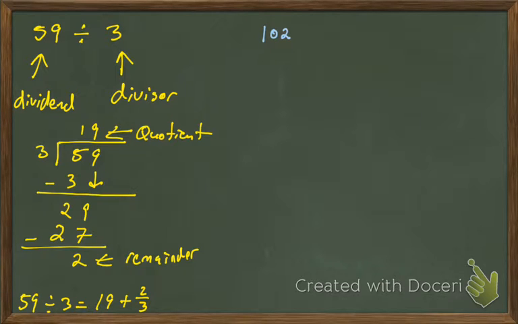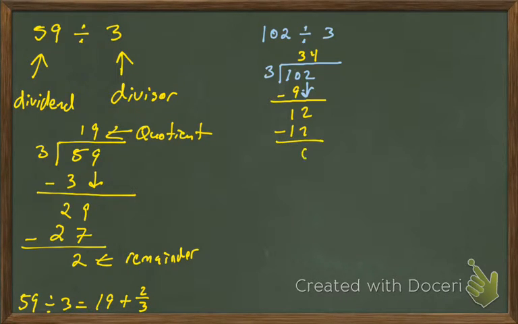Let's do one more example. Let's go ahead and do 102 divided by 3. So 3 into 102. 3 does not go into 1, but it does go into 10 3 times. 3 times 3 is 9. Subtract. Bring down the 2. 3 goes into 12 evenly 4 times. We get a remainder of 0. So 102 divided by 3 is 34.